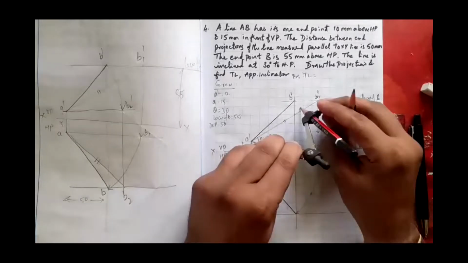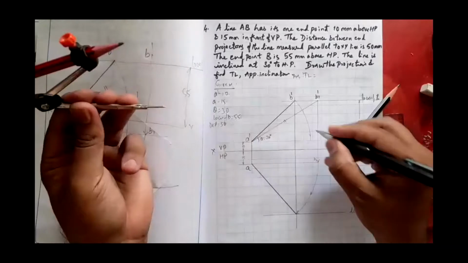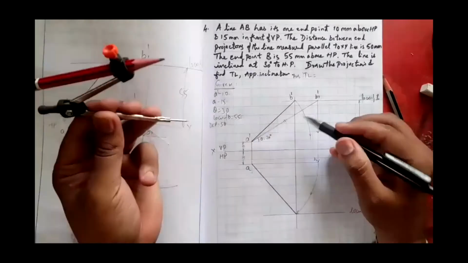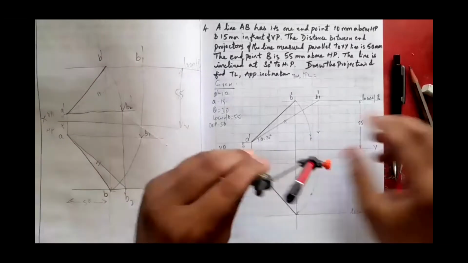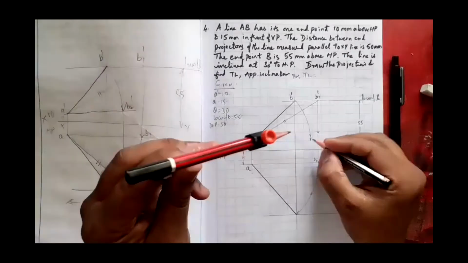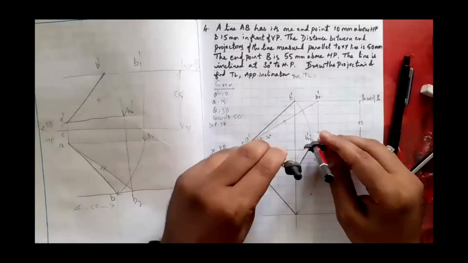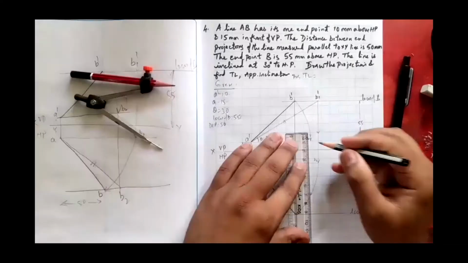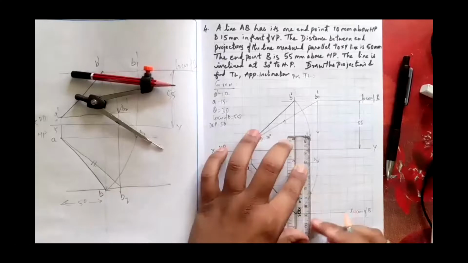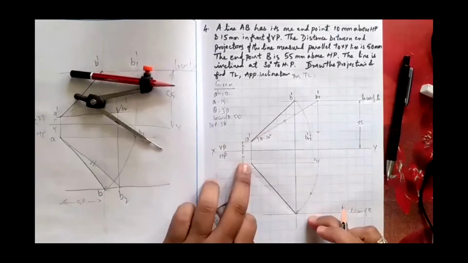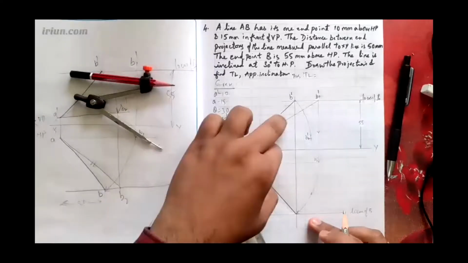See, this is the sequence. I know A dash, B dash. So from there, I am rotating it till here. There I get B2 dash. A dash B2 dash will be projected till here. If I join this line to A dash, A B2, then my true length what I have got here as 90 mm should be same. Then only my problem will be right.